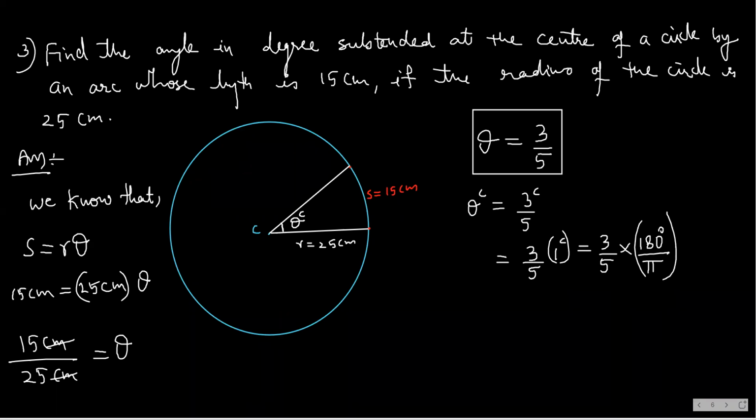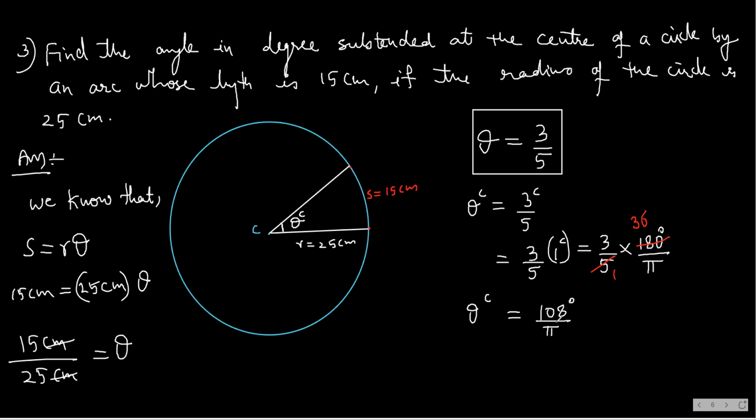Now I know the table of 36. 36 into 5 is 180. So 5 ones are 5, and 5 times 36 is 180. So the final answer that I get is 108 degrees upon pi. This is the final angle.